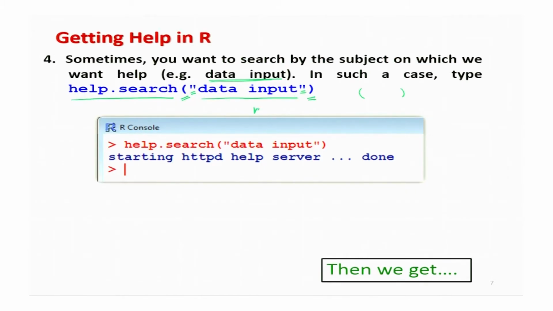It is just like using a keyword that you know, meaning you expect that if I search for data input in R on some web search engine, possibly I may get some help. Similarly, you have to think about an appropriate word and type it on the R console at this command line. You can see I have typed it here. After that, it will start the HTTPD help server, etc., and try to give you something. So let's see what we get.